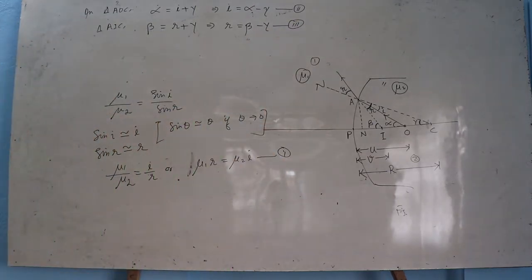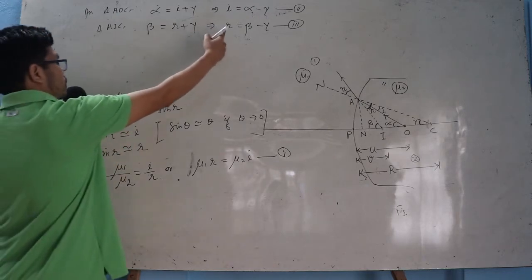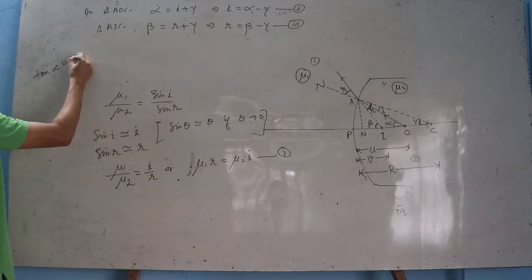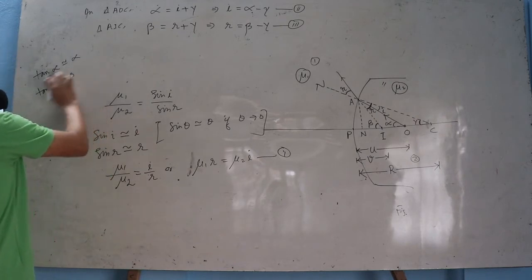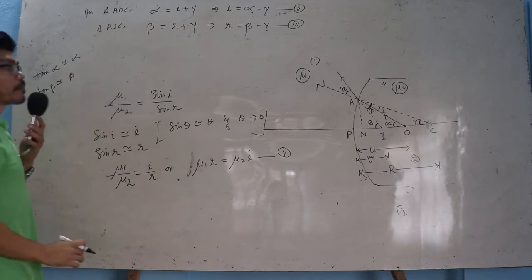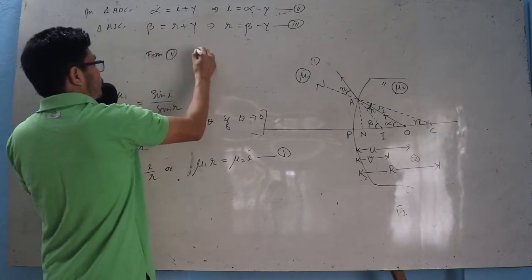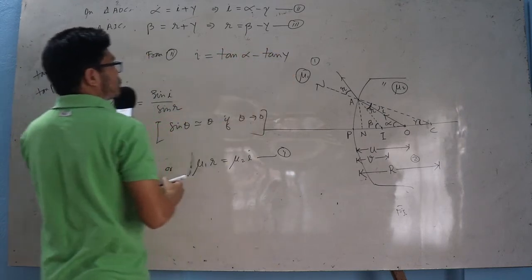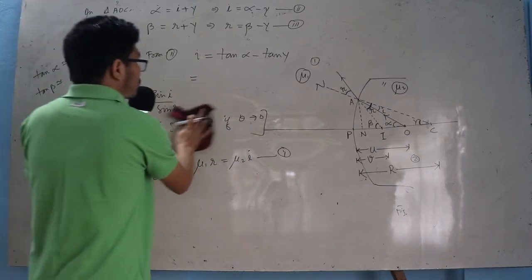And as in the assumption, all the angles alpha, beta, gamma should be small. When you take tan alpha, it should be equal to alpha. Similarly, tan beta is going to be equal to beta. It means that in place of alpha you can write tan alpha, in place of beta you can write tan beta. So putting back here, you can write I is equal to tan alpha minus tan gamma, which is equal to, in the triangle, let us find out tan alpha.